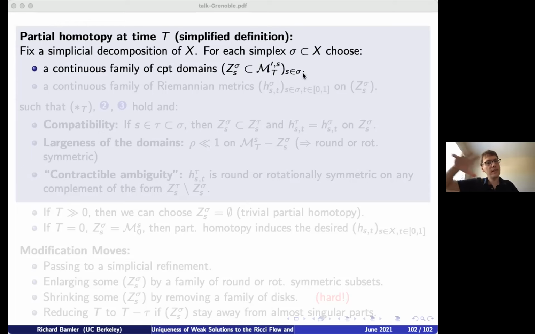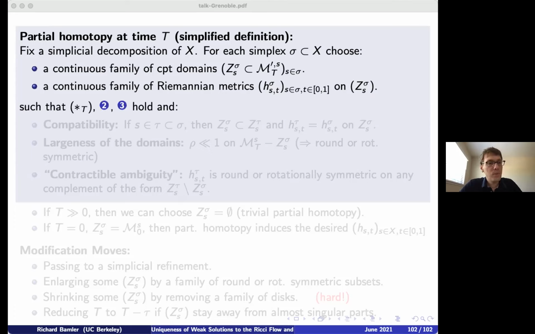Essentially these domains are going to be chosen in such a way that they stay far enough away from the singular part of the flow, where the metric is interesting and possibly non-rotationally symmetric. And instead of choosing a continuous family of Riemannian metrics on M, we're now choosing continuous families of Riemannian metrics H sigma S T, where S is only taken out of sigma. And we're going to choose these metrics only on C sigma S, not on the entire manifold.